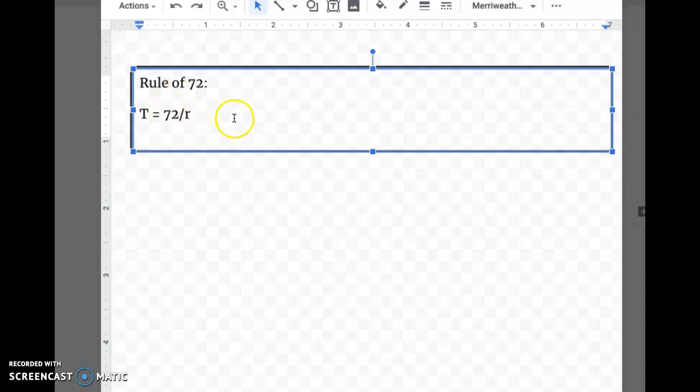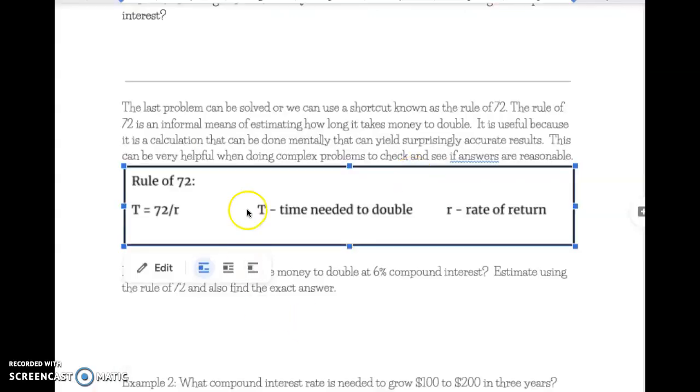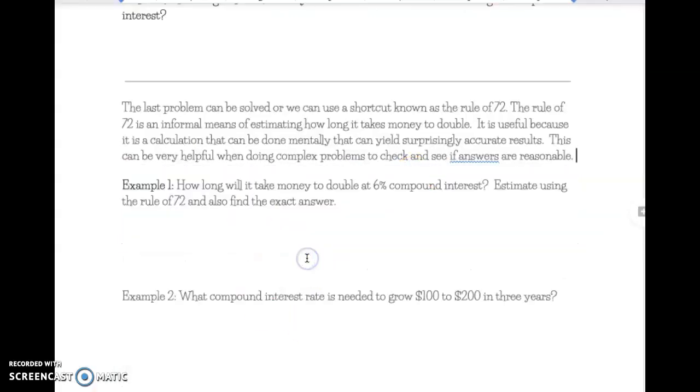So just as we did before, I'm going to put your little pieces here. T is the time needed to double. R is the rate of return.